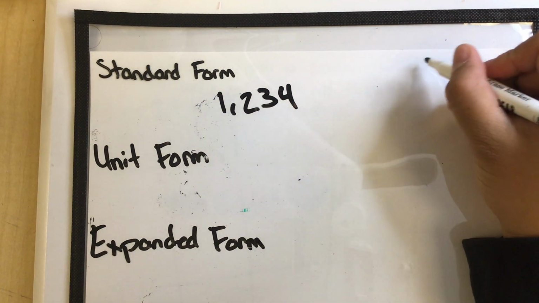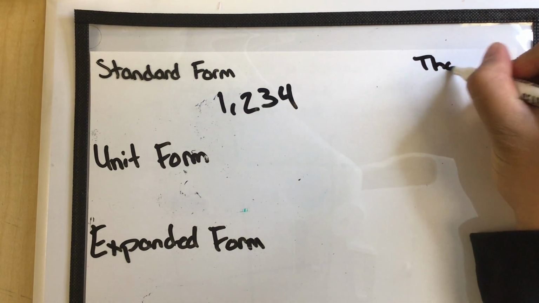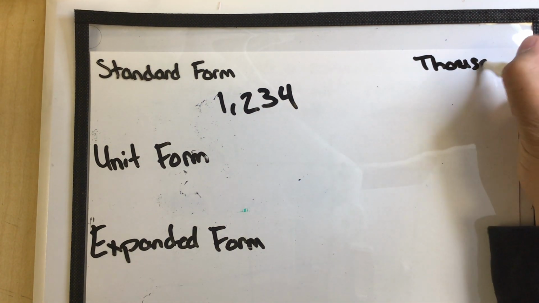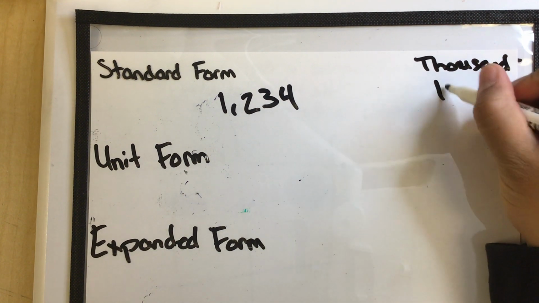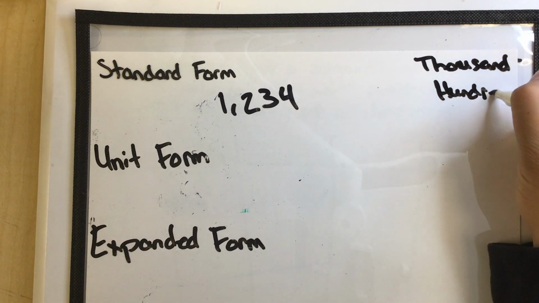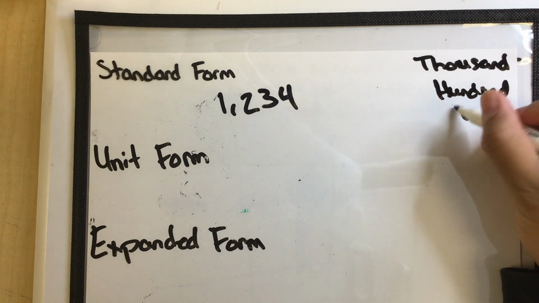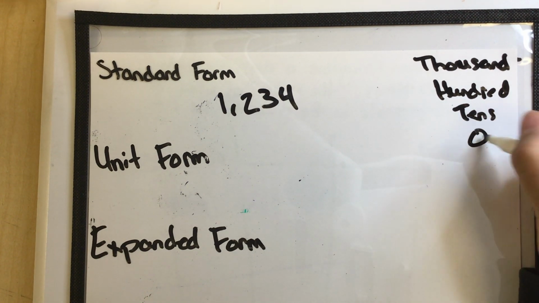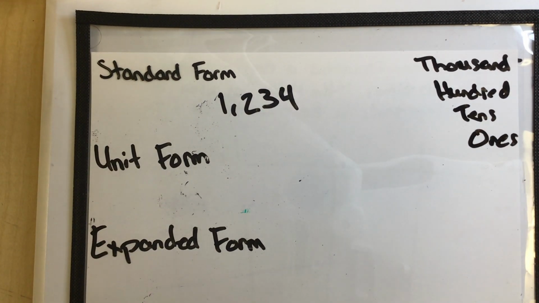Now, if you need help with your spelling, here's thousands, hundreds, tens, and ones. All right? Pause the video and try to finish out unit form and expanded form for this number. And then you can press play when you're ready to continue.